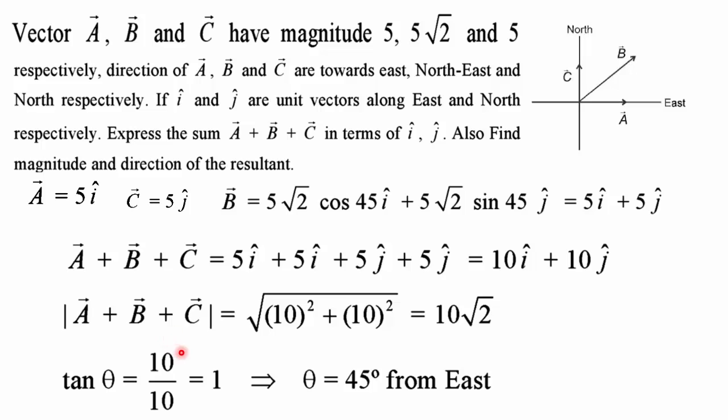The direction is given by y by x. You have both b and c components in the y direction, and in the x direction you have a, so if I take that theta, you have 10 by 10, which is equal to 1, so theta equals 45 degrees. So we come to the end of this lecture.